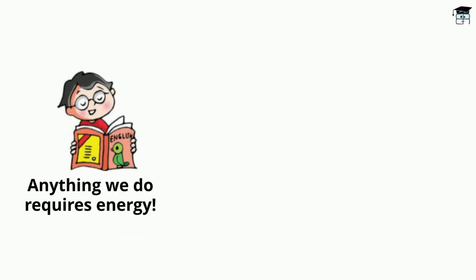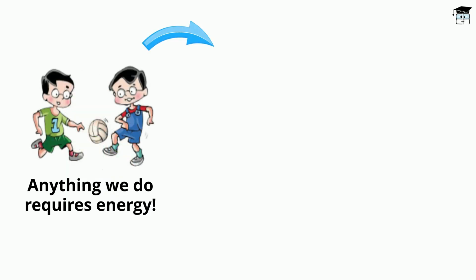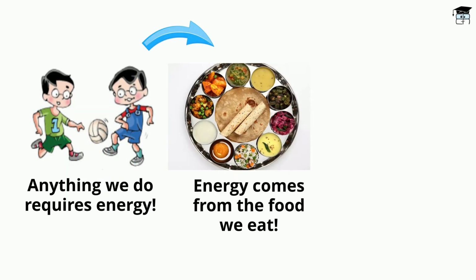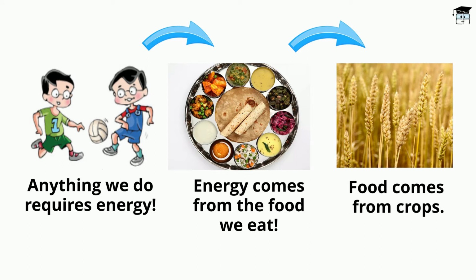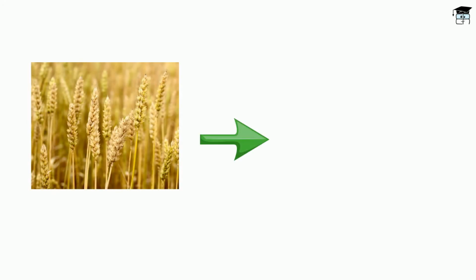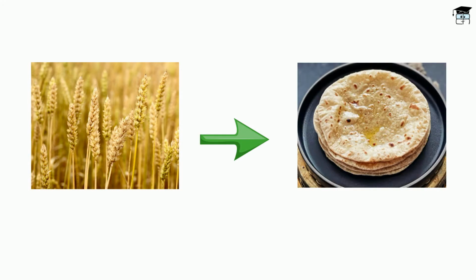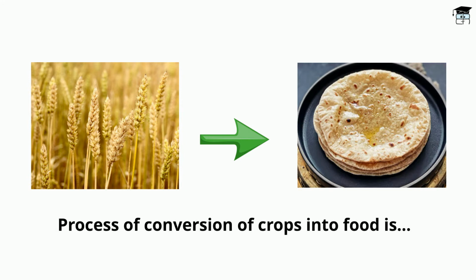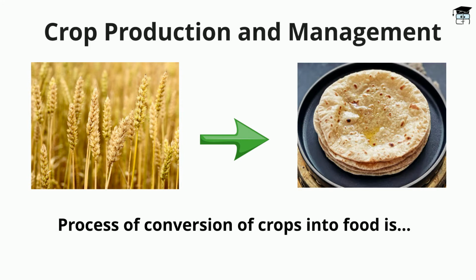Anything we do requires energy. And energy comes from the food we eat. And food comes from different types of crops sown. In this video, we will study how the crops in the farms or fields are converted into the food we eat. This process of conversion of crops to the food we eat is known as crop production and management.